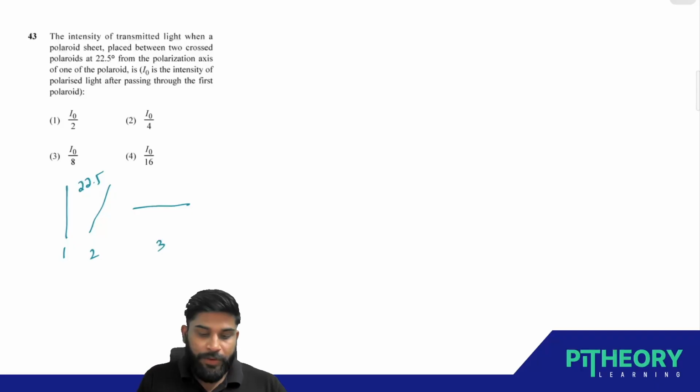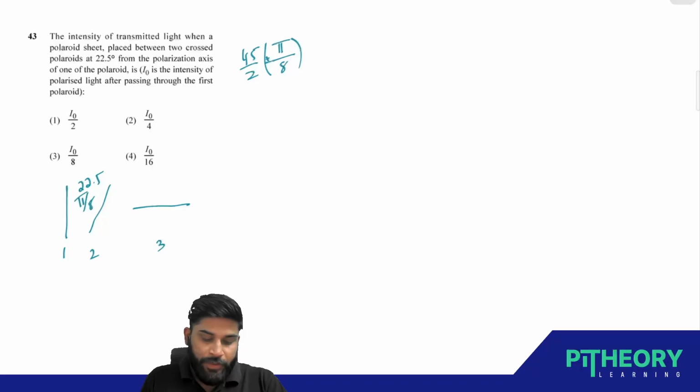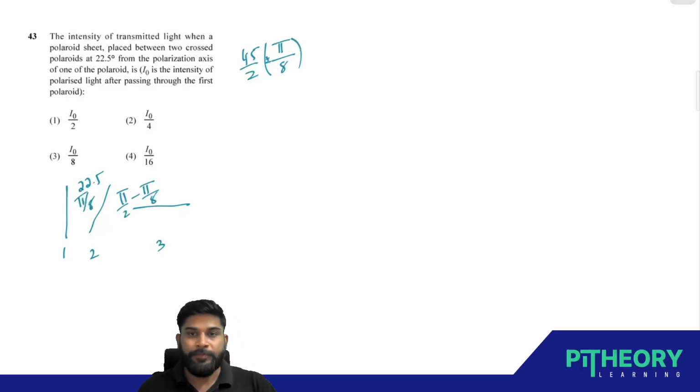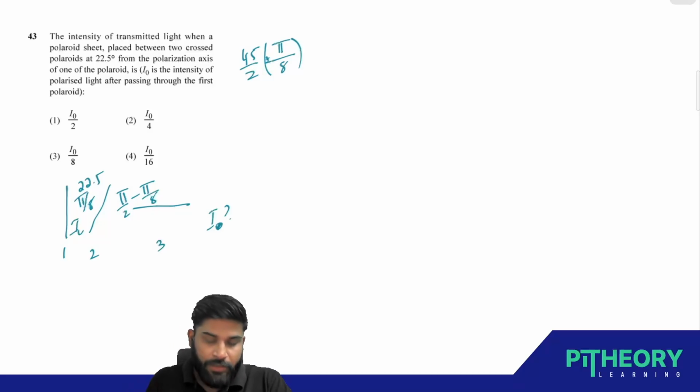See, 22.5. What is 22.5 basically? It is 45 by 2, which is nothing but pi by 4 by 2. So it will be like what? Pi by 8, correct? Correspondingly, you can write this as pi by 8. So this angle is pi by 8. So this will be obviously pi by 2 minus pi by 8. Very clear. Correct. So what we need to find is the final intensity. Okay. So after passing through the first, it is I naught. Correct. That is given in the question.